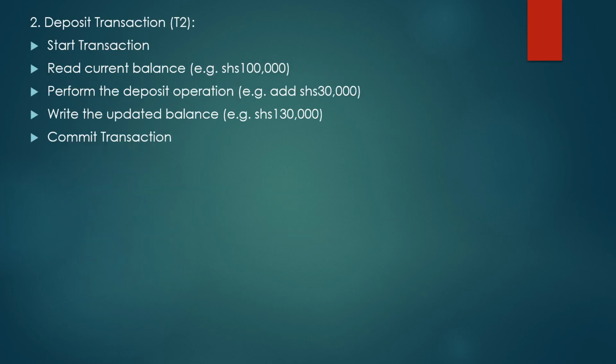So that goes to transaction T2. We are looking at a deposit transaction. Same thing starts here. You start the transaction and you read the current balance, which is 100,000. Then we perform a deposit operation, which is the add operation of shillings 30,000 into the account. After that, the write operation updates the balance to 130,000. Then we commit the transaction.